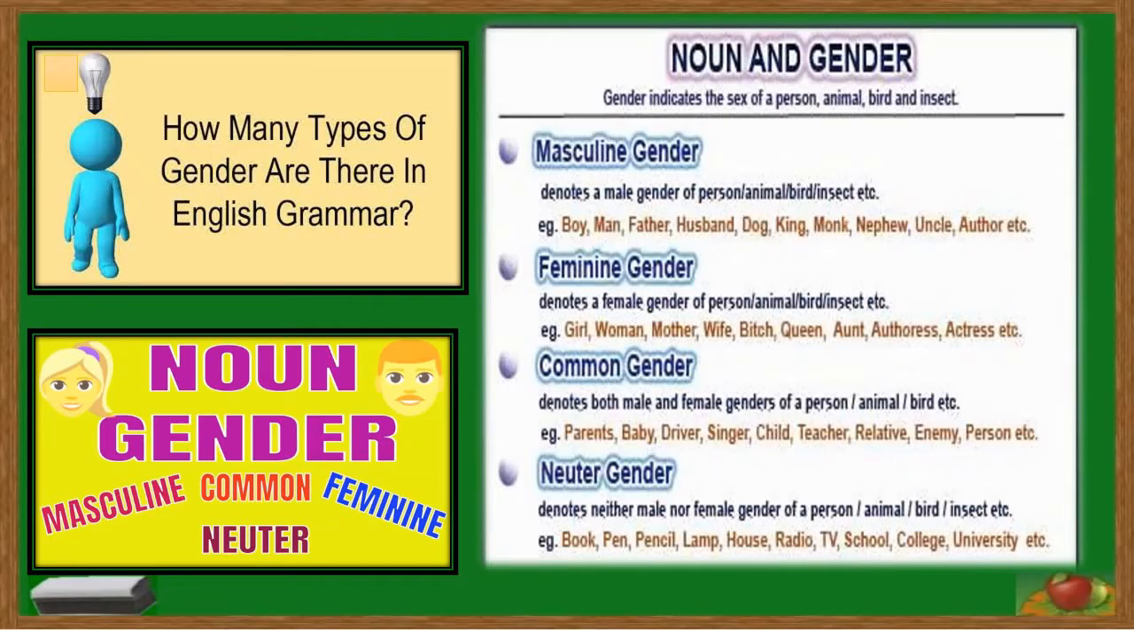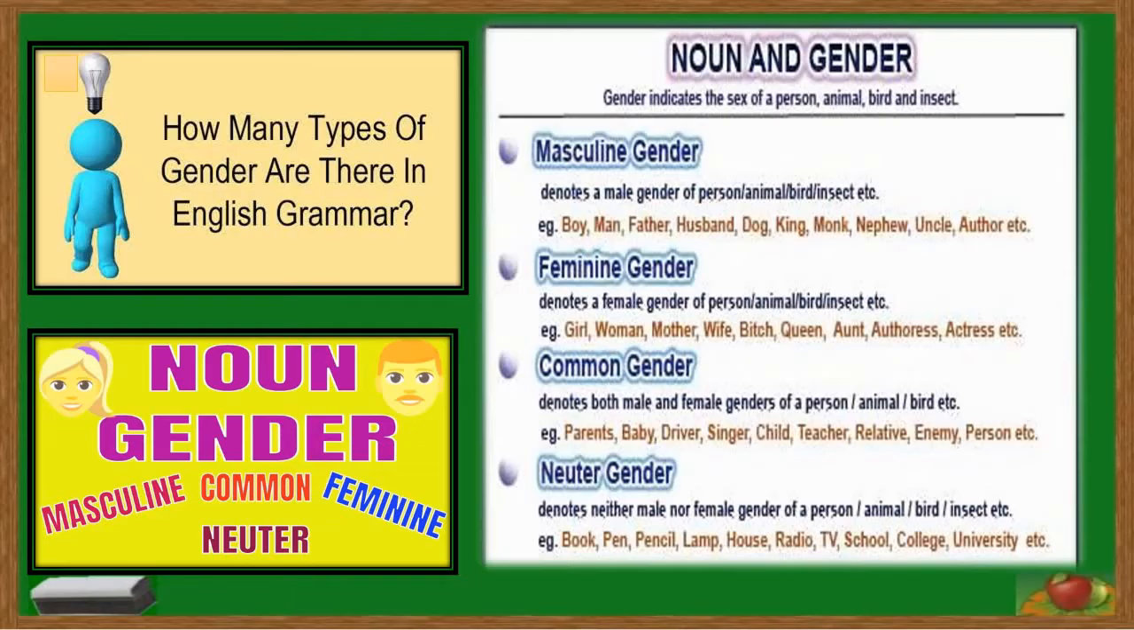Gender indicates the sex of a person, animal, birds and insects. Now let's see masculine gender. Masculine gender denotes a male gender of person, animals, birds, insects, etc. For example, boy, man, dog, monk, uncle, etc. Feminine gender denotes a female gender of person, animal, birds, insects, etc. For example, girl, mother, bitch, aunt, actress, etc.